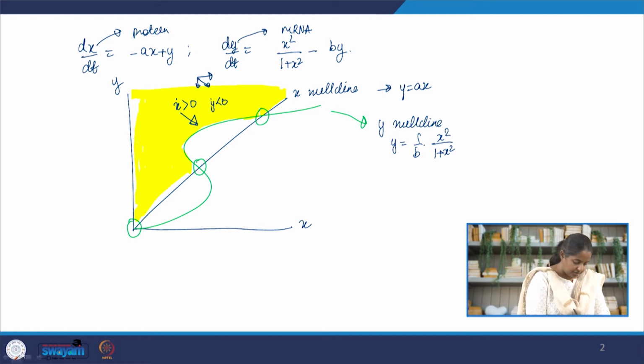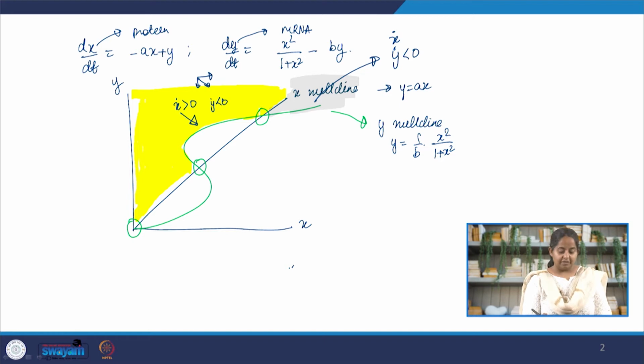Now let's look at the other areas. I'm going to use a different color for every area. So let's take this area now. In this gray highlighted portion, we are still above the y nullcline, so the behavior of dy/dt will be very similar to what we saw before: dy/dt will be less than 0. Now let's look at the behavior of dx/dt. We are below the x nullcline. Remember, for dx/dt, we look at the x nullcline.